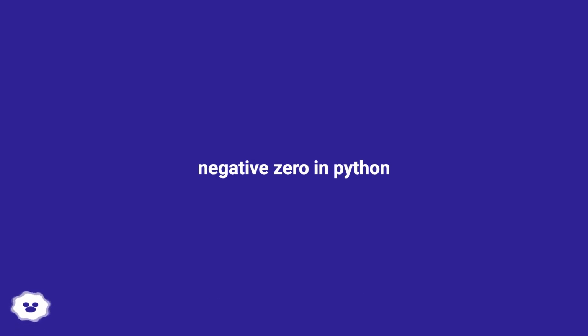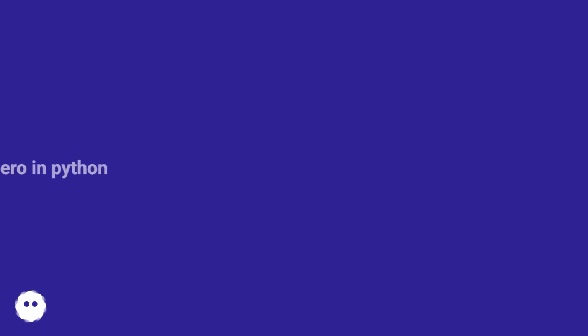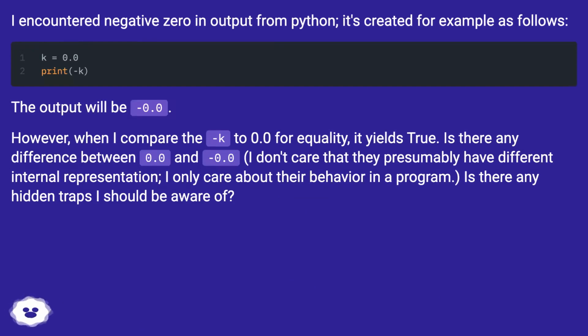-0 in Python. I encountered -0 in output from Python. It's created, for example, as follows. The output will be -0.0. However, when I compare the k to 0.0 for equality, it yields true. Is there any difference between 0.0 and -0.0?